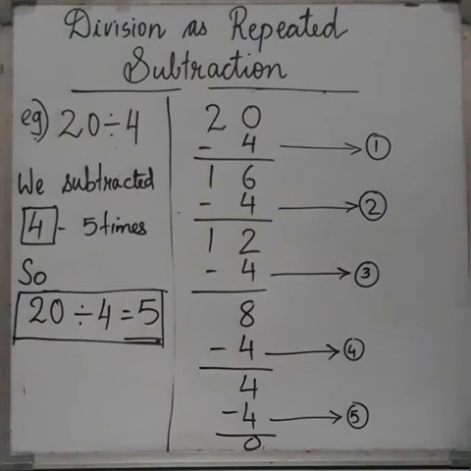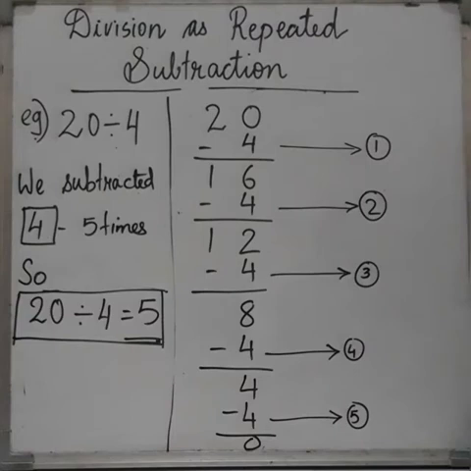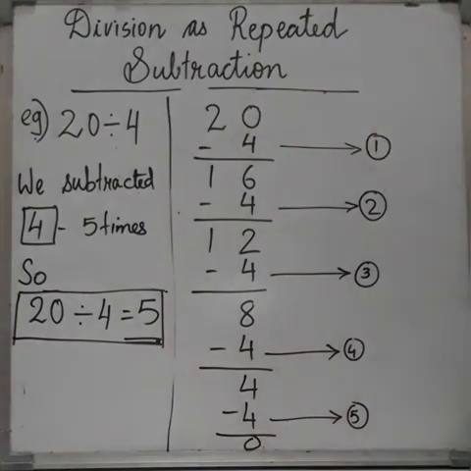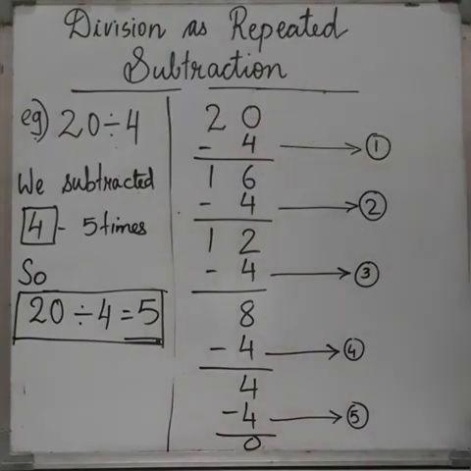Today we are going to study a new topic from lesson number 6, division. The topic is division as repeated subtraction. Here I have written one question, that is 20 divided by 4. We are going to divide 20 by 4. We are going to do this calculation by repeated subtraction. Using the repeated subtraction method, we are going to find out the answer.